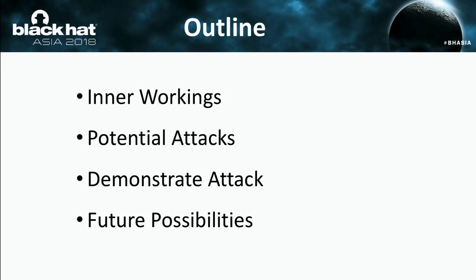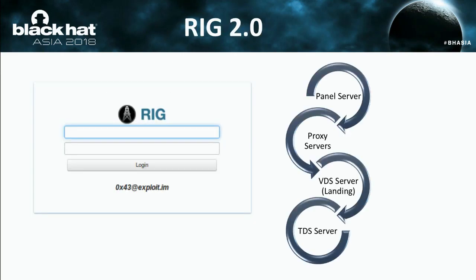So let's get into the RIG 2 exploit kit, which is the leaked exploit kit from 2015. We made a detailed analysis of the leaked source code and redeployed the attack infrastructure of the RIG 2 exploit kit in our lab environment.